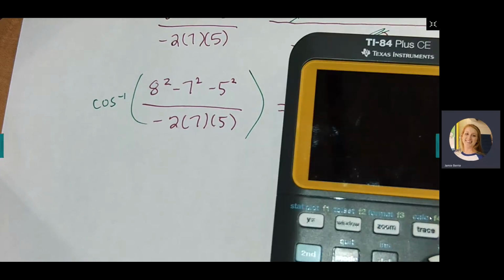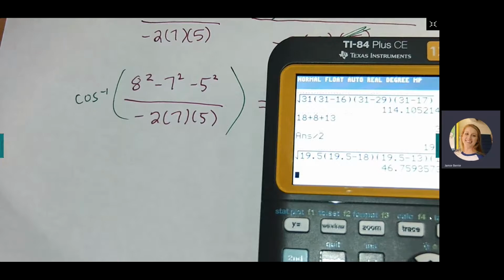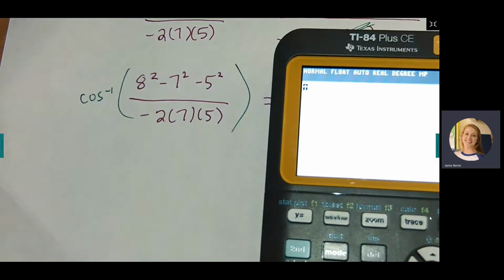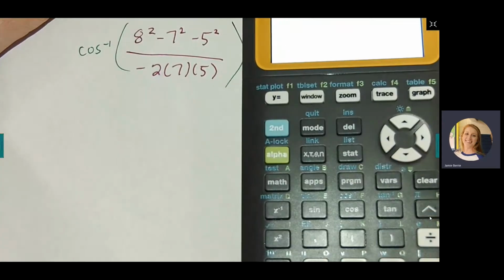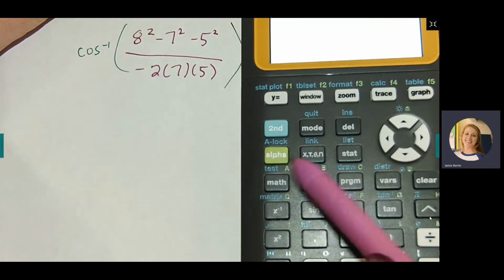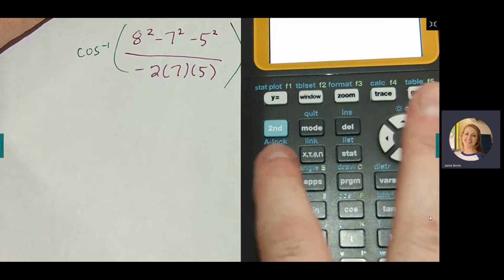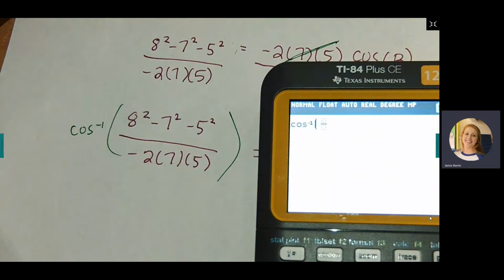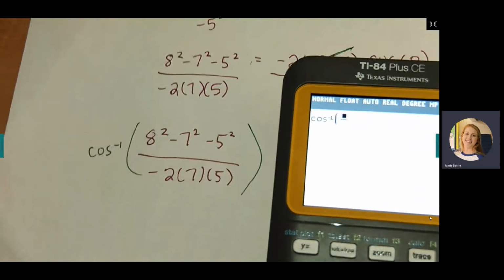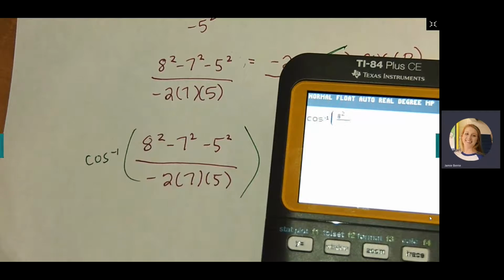So if you're working with a TI-84, you could do inverse cosine, and then if you hit alpha, and then x, that's going to pull up a little fraction for you, alpha x. If you have a TI-83, it doesn't have this function, but then you can type it in from here. It just looks a little bit neater. So 8 squared minus 7 squared minus 5 squared over -2 times 7 times 5.